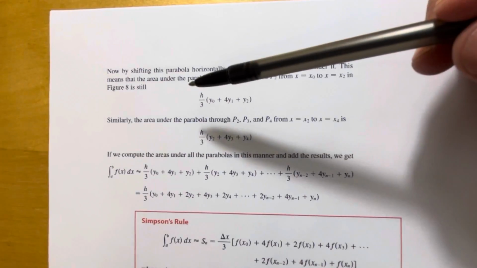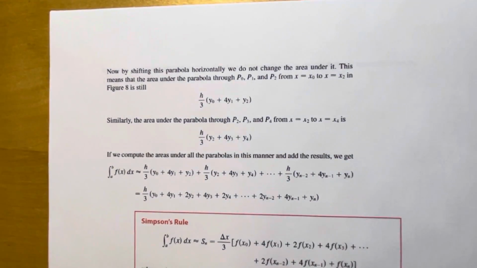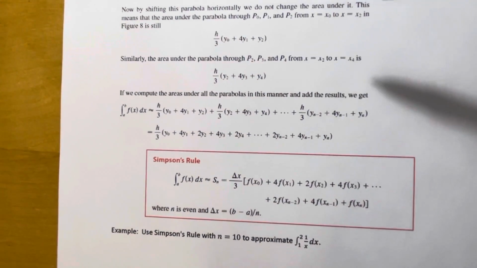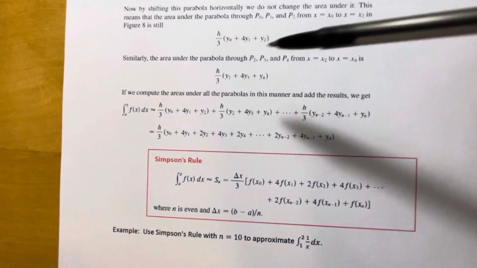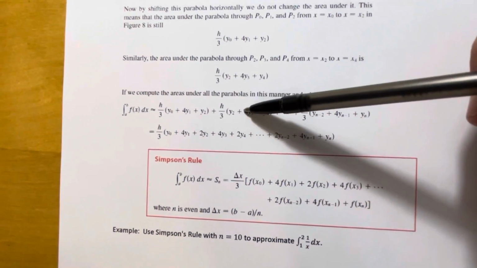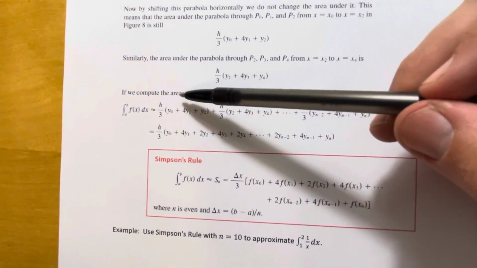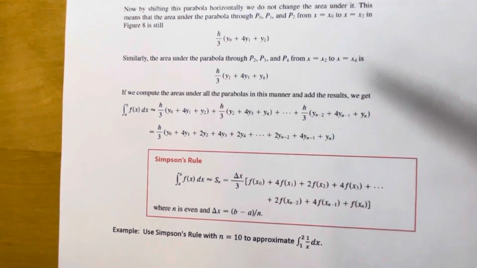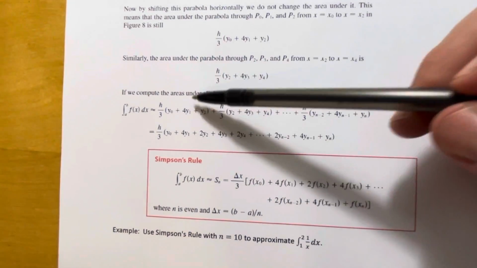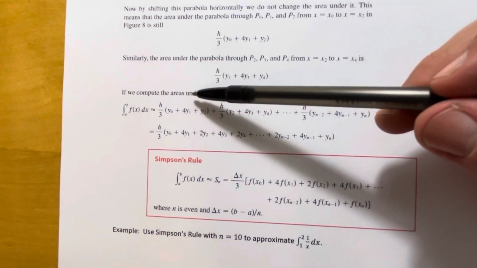So that means that if I want to approximate the area under that curve using parabolas, which is what we call Simpson's method, then each of these terms here, with an h over 3 out front, represents the area under each one of those parabolas. So I'm summing those up.